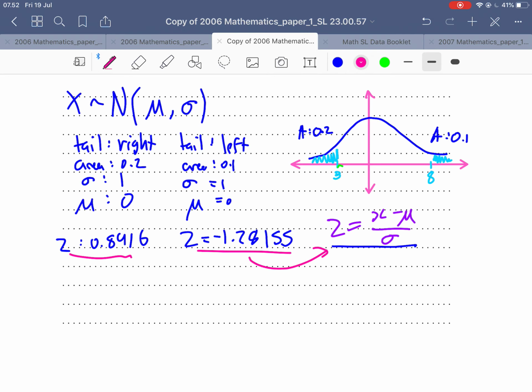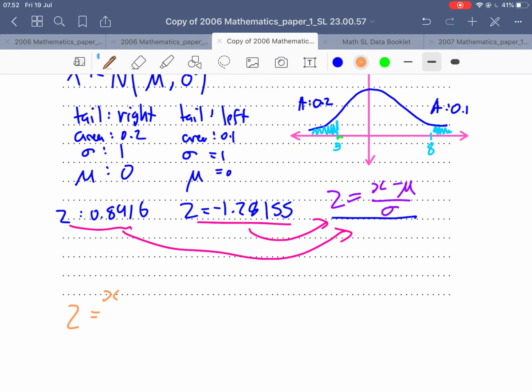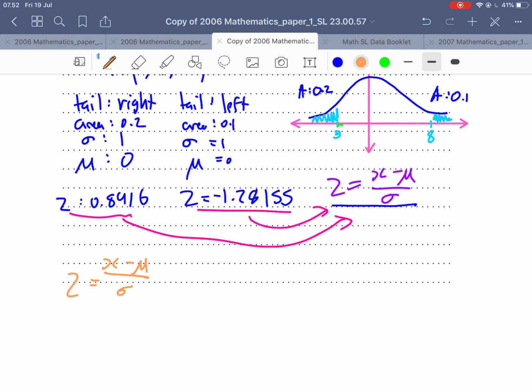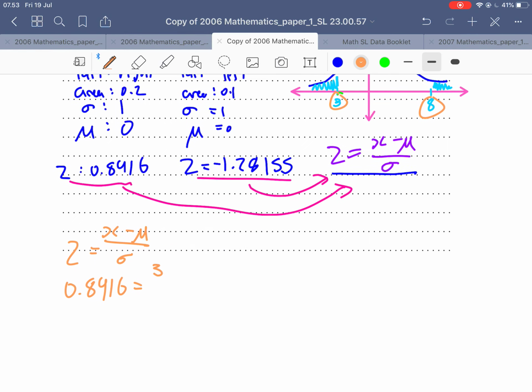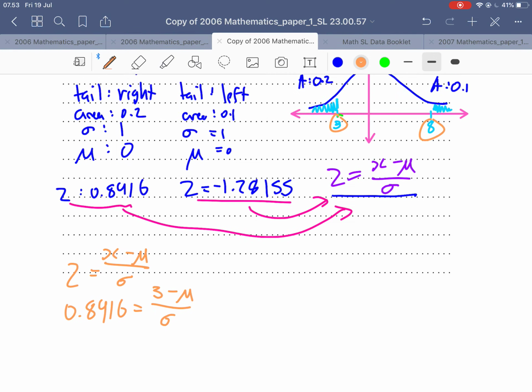Now we can sub these two into here and create two equations. The equation is z equals x minus the mean on standard deviation, where x is the x variable, so x will be 3, or x will be 8. So we've got 0.8416 equals 3 minus mean on standard deviation, and we have minus 1.28, let's round, it's fine, 15 equals 8 minus mean on the standard deviation.